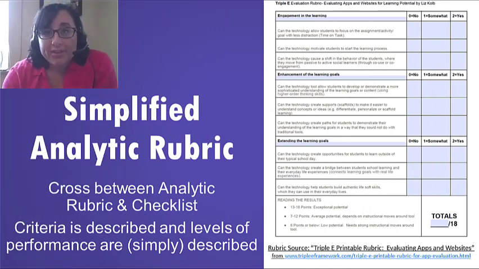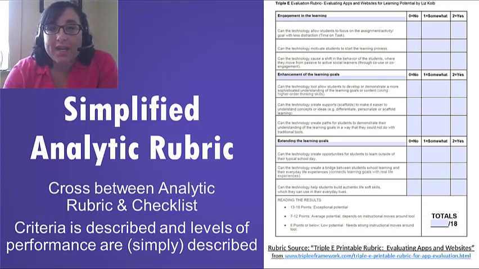So we're going to call this type of rubric a simplified analytic rubric because it does have both the criteria and the levels, but the levels are very simplified. In a way, this is a cross between an analytic rubric and that checklist option that we looked at. So as you see, the different criteria are listed on the left. But then on the right, the levels are just no, somewhat, and yes, right? And then people can just check which one.